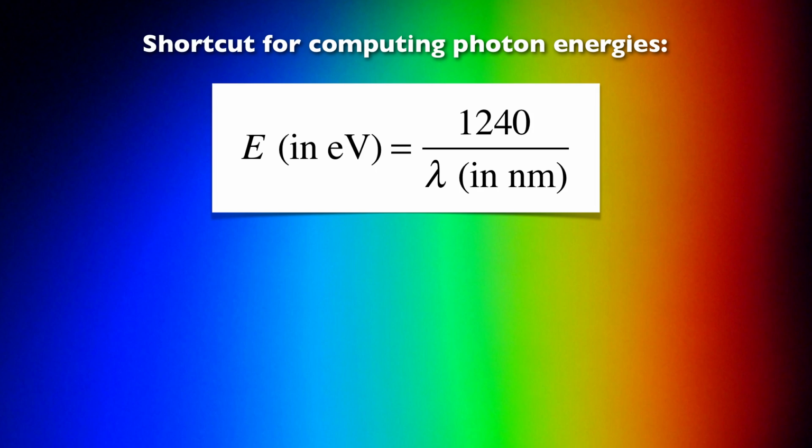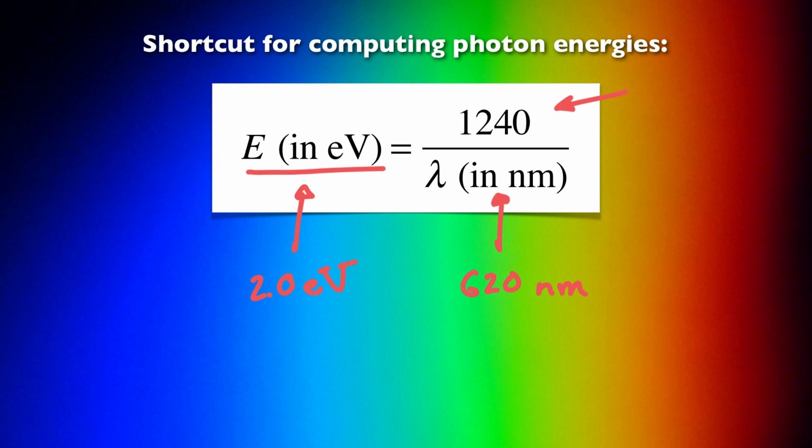If I have an electromagnetic wave of a wavelength given in nanometers, the energy of the photons in electron volts is equal to 1240 divided by the wavelength in nanometers. So for instance, if I have light of wavelength 620 nanometers, which is basically in the yellow-orange part of the spectrum, the energy of those photons is just 2.0 electron volts.